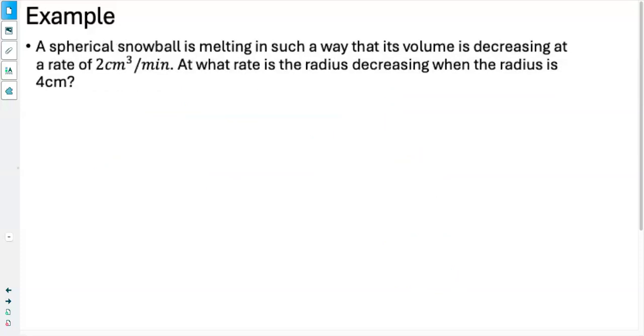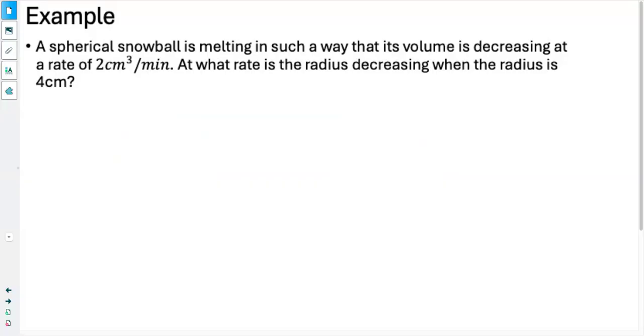Okay, next example. We have a spherical snowball melting in such a way that its volume is decreasing at a rate of 2 centimeters cubed per minute. At what rate is the radius decreasing when the radius is 4 centimeters?